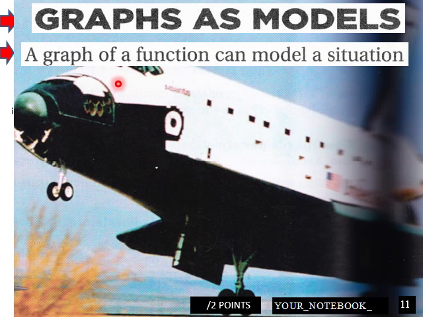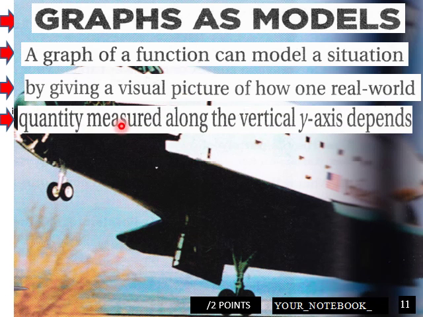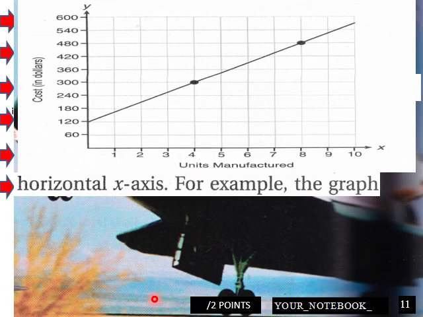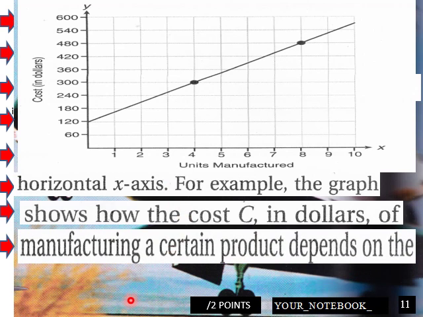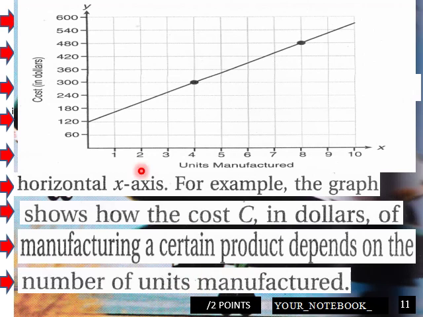Graphs as models. A graph of a function can model a situation by giving a visual picture of how one real-world quantity measured along the vertical y-axis depends on another quantity measured along the horizontal axis. So here is our domain, and this would be our range. This graph shows how the cost C, in dollars, of manufacturing a certain product depends on the number of units manufactured. So your domain would be here, your units manufactured, and this would be your dollar amount.